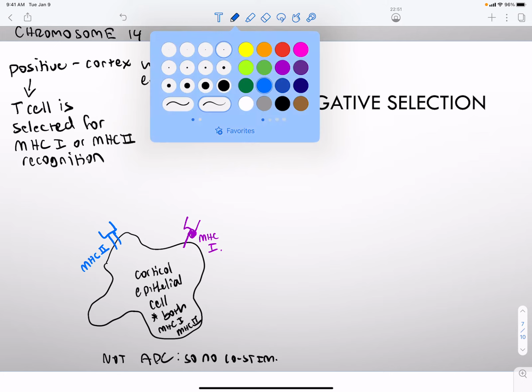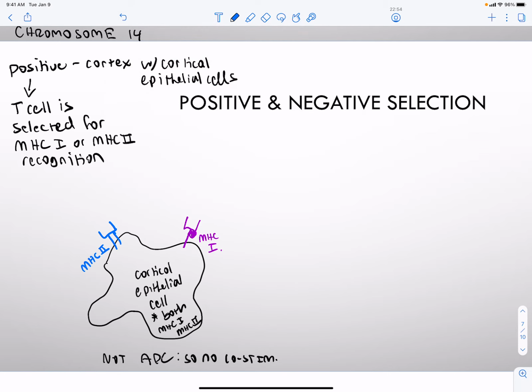Okay, so our double positive thymocyte has its T cell receptor. If it interacts with MHC2, it is going to develop into a CD4 molecule. So this one will leave and become a CD4 single positive.